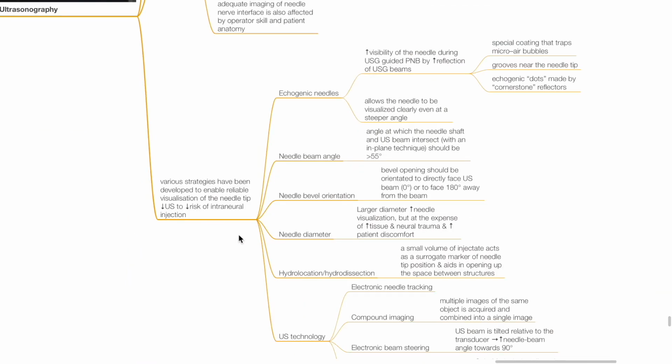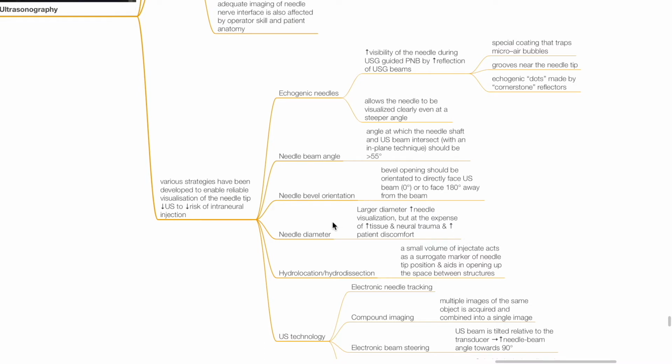Various strategies have been developed to enable reliable visualization of the needle tip under ultrasound to reduce the risk of intraneural injection. For example, echogenic needles increase the visibility of the needle during ultrasound-guided PNB by increasing the reflection of ultrasound beams. Needle beam angle should be more than 55 degrees. Needle bevel opening should be oriented to face the ultrasound beam directly or face 180 degrees away from the beam.